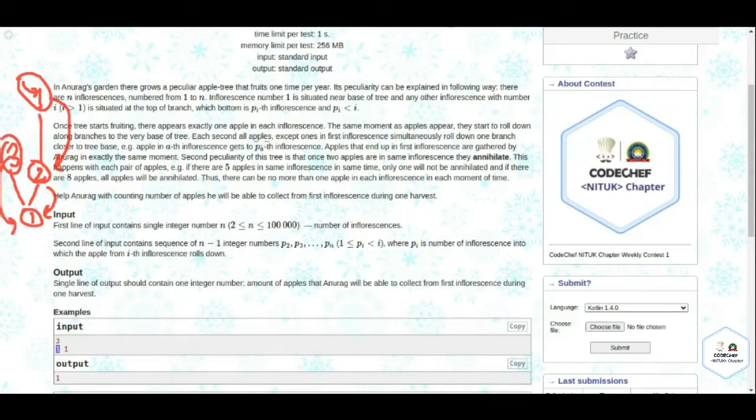Each second, all the apples except those in the first inflorescence simultaneously roll down one branch closer to the tree base. It means 4 will roll to 2 and 2 will roll to 1. So the ones at 3 and 2 will all come down to 1. Suppose here was 5 and here was 6, then the 6 one will come to 3, the 4 one to 2, and the 5 one to 2 after one second.